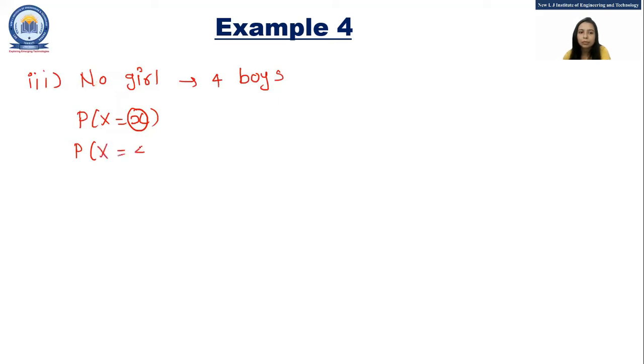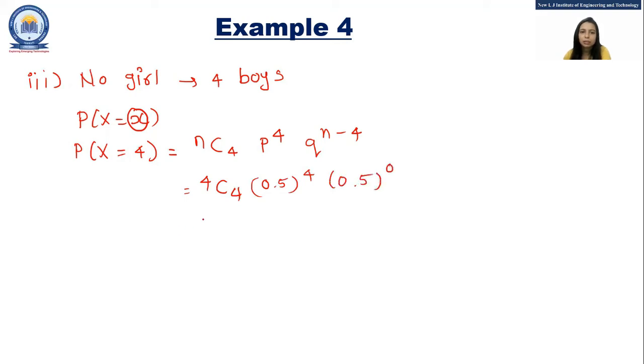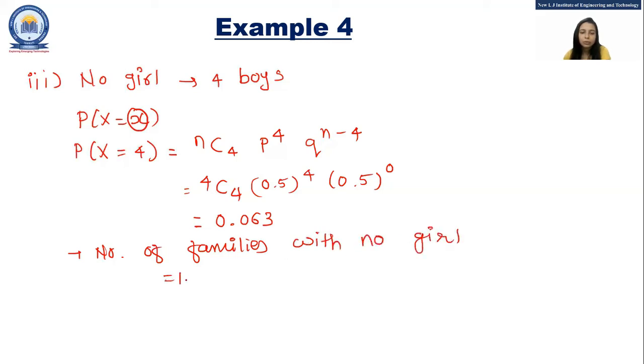So P of x equals 4 is nC4, P raised to 4, Q raised to n minus 4. So 4C4, 0.5 raised to 4 into 0.5 raised to 4 minus 4, that is 0. And that is equal to 0.063. So the number of families with no girl is equal to 1000 into 0.063, and that is equal to 63.